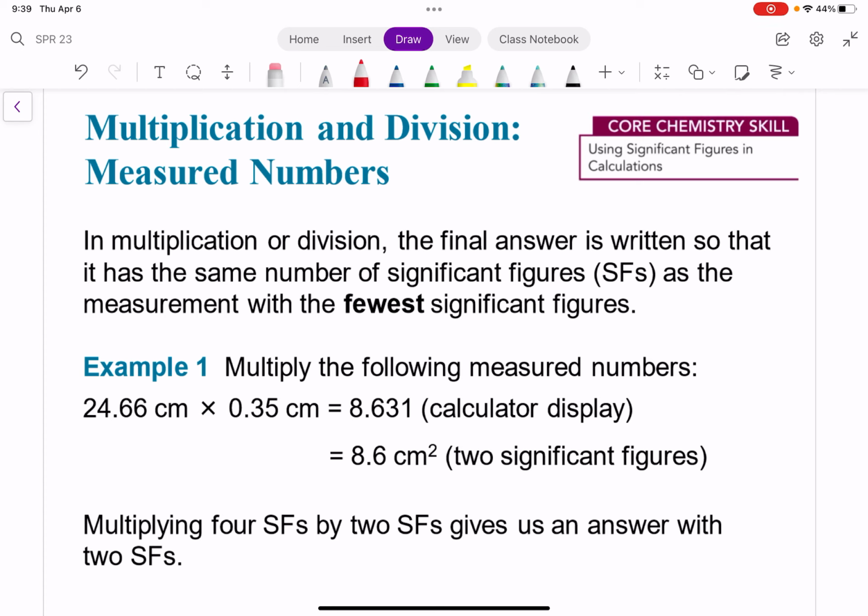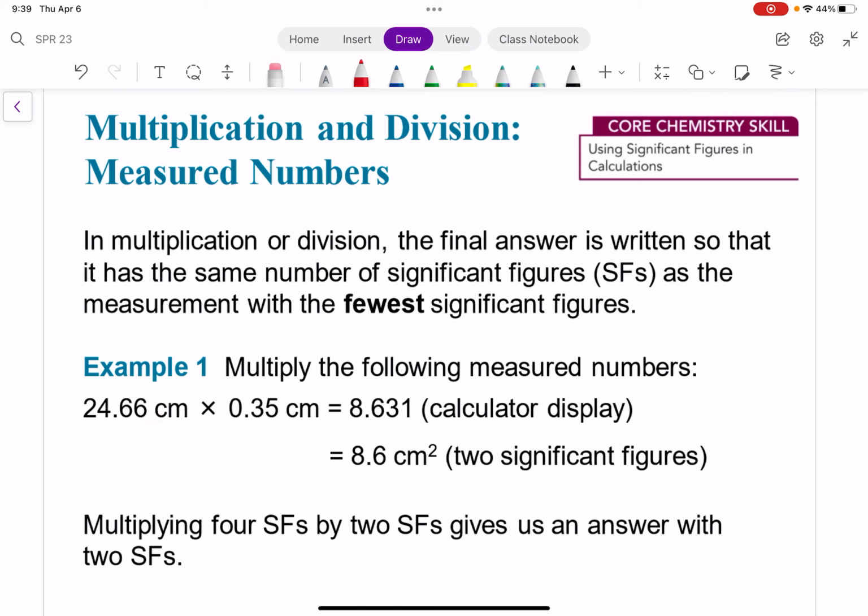So for example 1, it says multiply the following measured numbers. So we have 24.66 centimeters times 0.35 centimeters. Okay, so when you multiply these numbers, first off, what I like to do is first determine how many sig figs each of those numbers has. So how many sig figs are in this number? Pause the video, try it out.